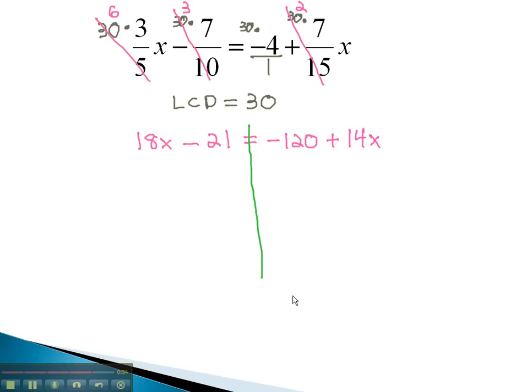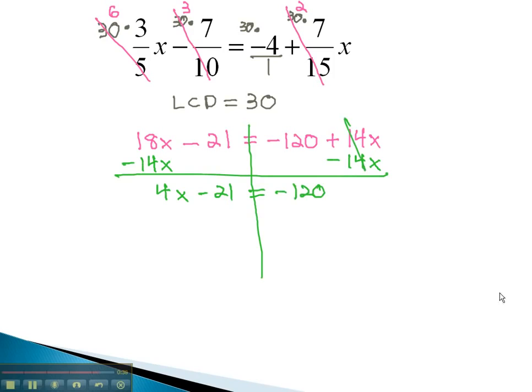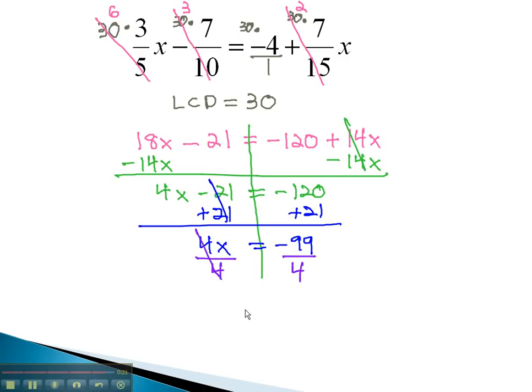We can solve this equation just like before now. Get the variable on one side by moving the smaller one, subtracting 14x from both sides. 4x minus 21 equals negative 120. Now, add 21 to both sides, and 4x equals negative 99. Dividing both sides by 4 will leave our x alone. X is equal to the fraction negative 99 over 4.